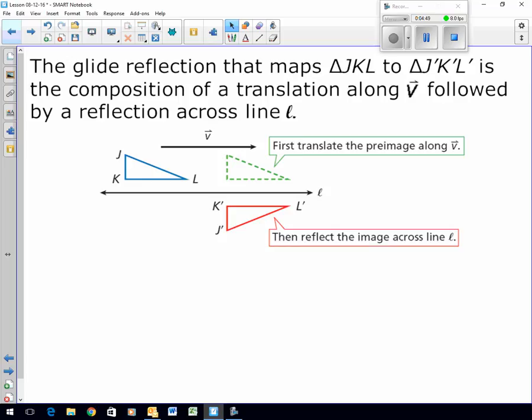The glide reflection that maps triangle JKL to triangle J prime, K prime, L prime is the composition of a translation along vector v, followed by a reflection across line l.